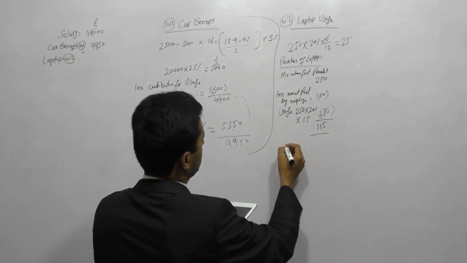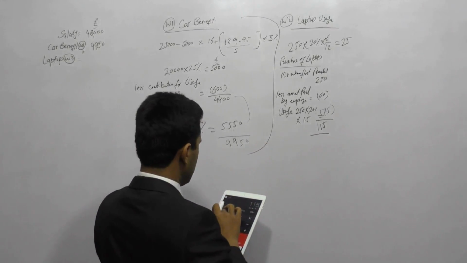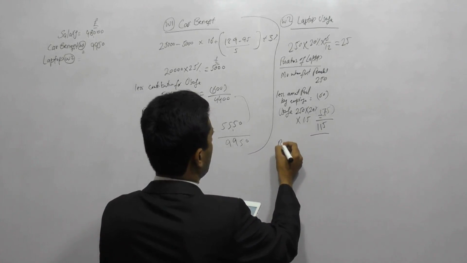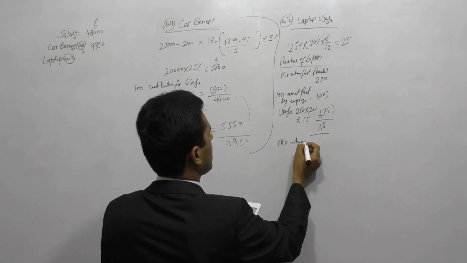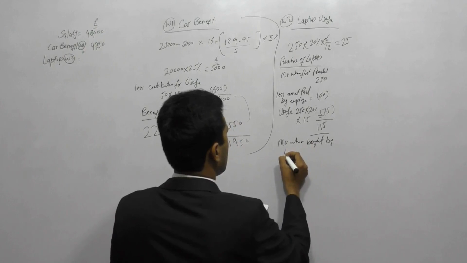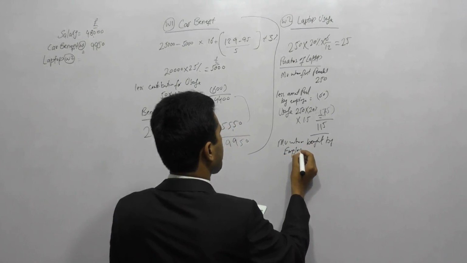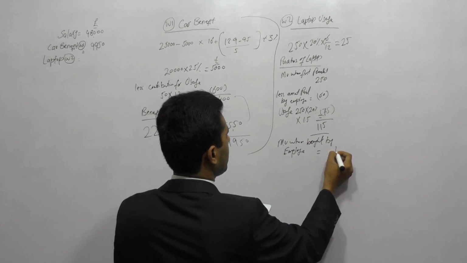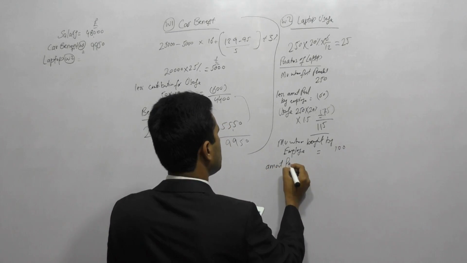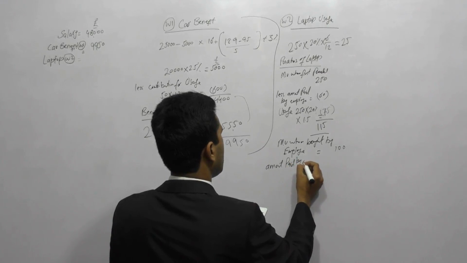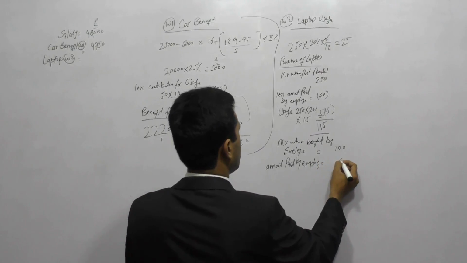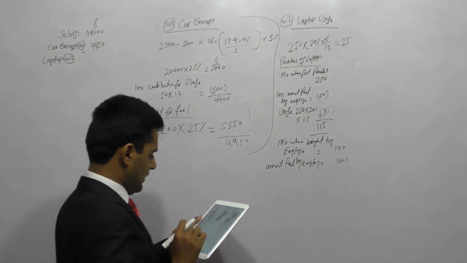Now, other method is we'll take the market value when it was bought by the employee. So when it was bought by the employee, market value when bought by employee, it was £100. Amount paid by employee, it comes to £60, I think so. Let me recheck it.